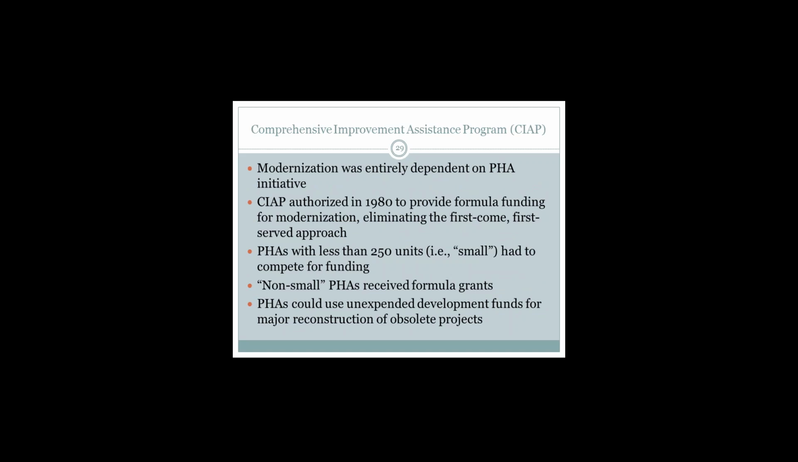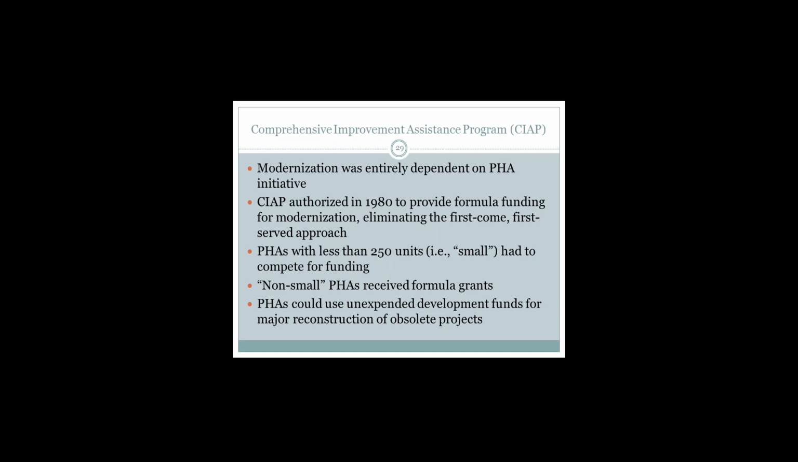Then we moved to the Comprehensive Improvement Assistance Program. So then this was not only dependent on their initiative. The small housing authorities, which was less than 250, had to compete for their funding. But larger PHAs, for the first time, got what we call formula grants. So they could count on a certain amount of money for their projects and to improve what they needed. And in the early years of those grants, it was also any-year money, so some of them hung out for a long time.